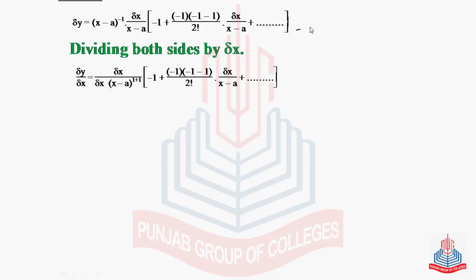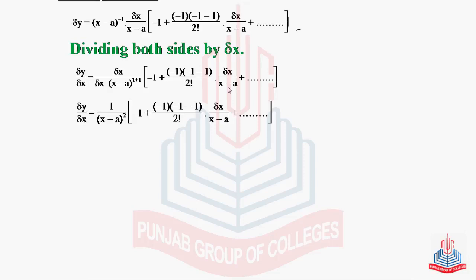So delta y divided by delta x is equal to delta x divided by delta x and x minus a. This one is x minus a and this one is x minus a. Being a common base, the power will be combined, 1 plus 1, and in the bracket portion everything will remain the same. And in delta y by delta x, this delta x will be cancelled out. We have 1 over x minus a square into minus 1 minus 1 divided by 2 factorial delta x over x minus a plus up to so on, an infinite series.